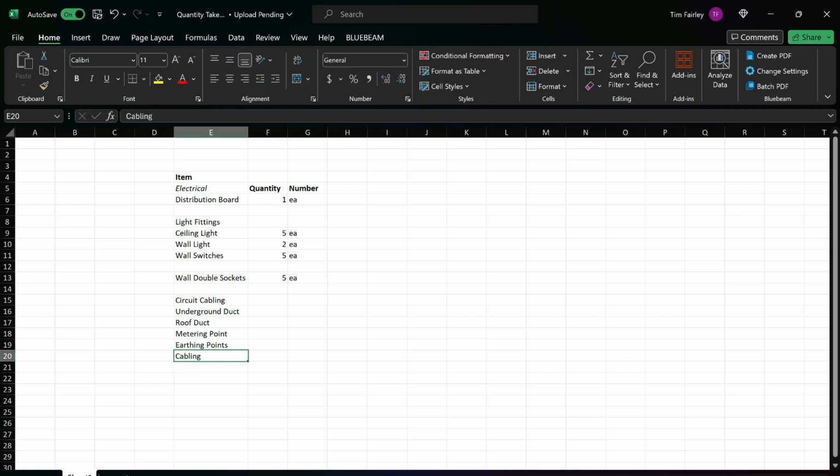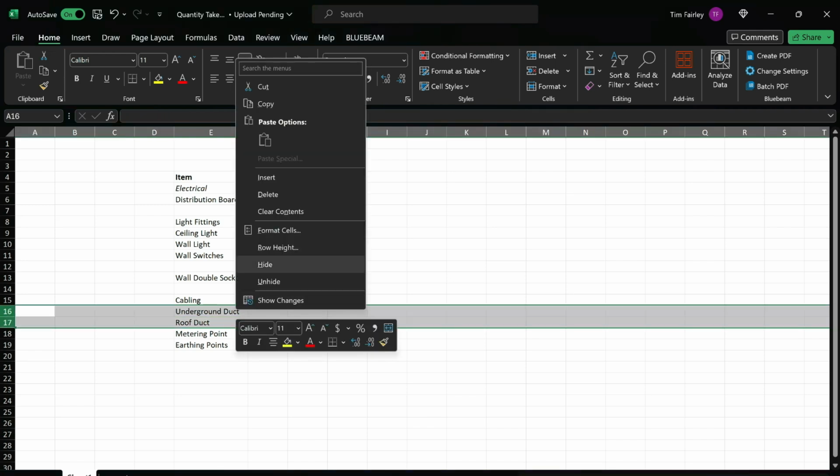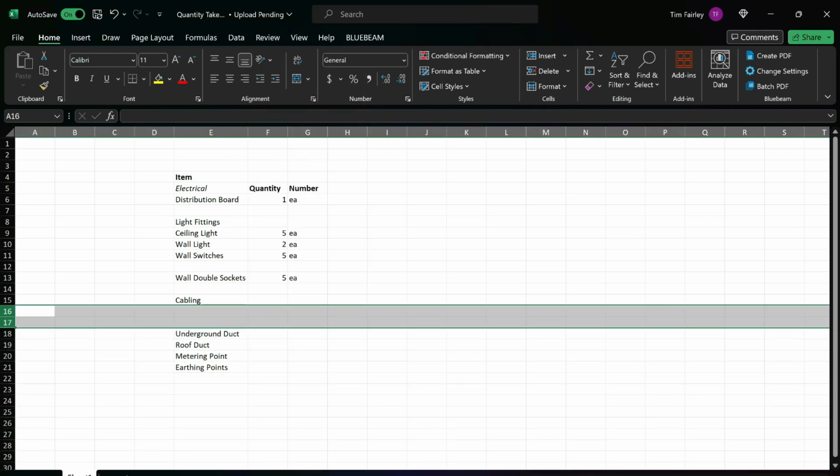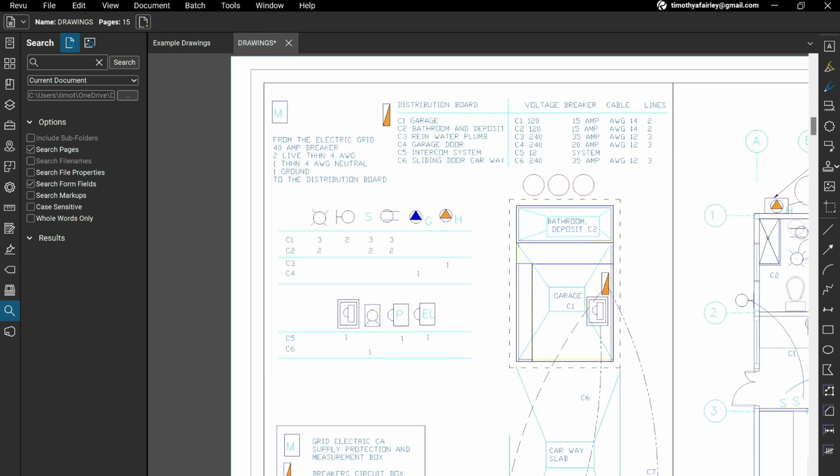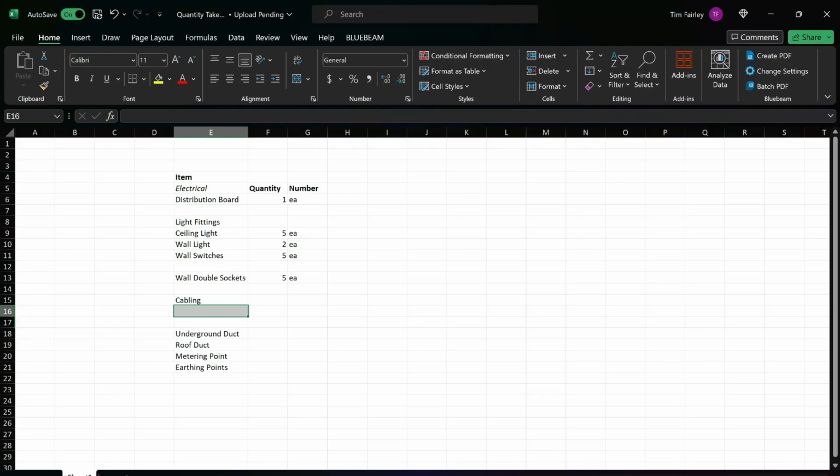I already had cabling there. So let's just call this cabling. And what are the different types of cabling? AWG 14, AWG 12, and then we'll call it the mains cabling.